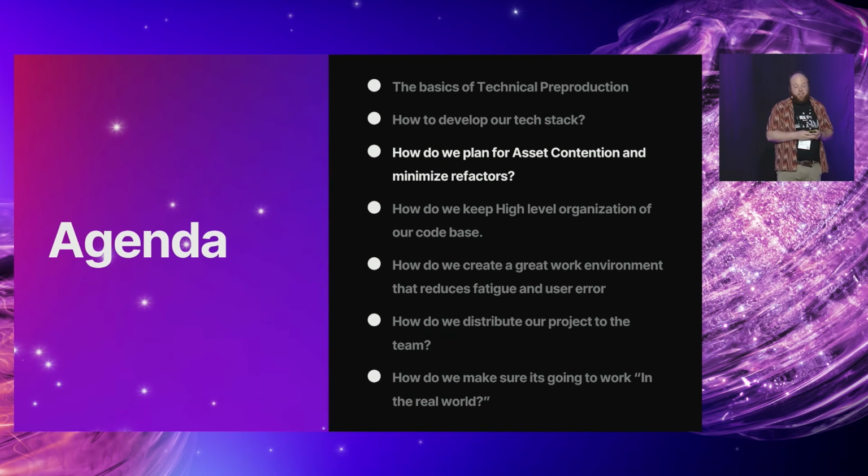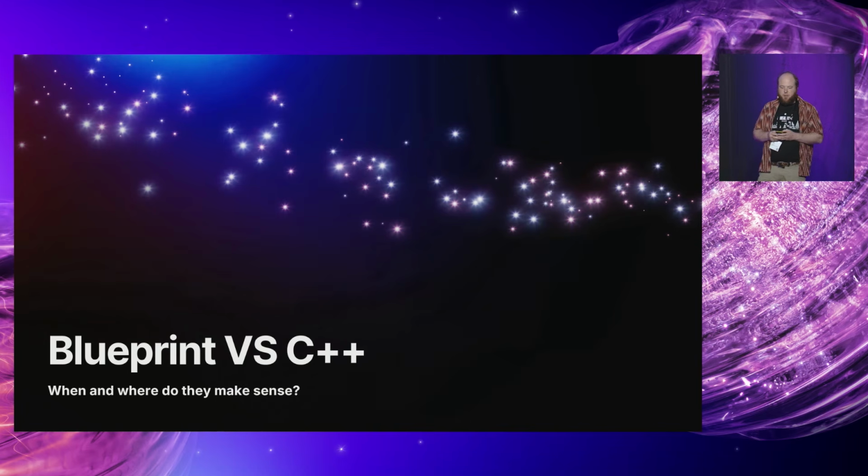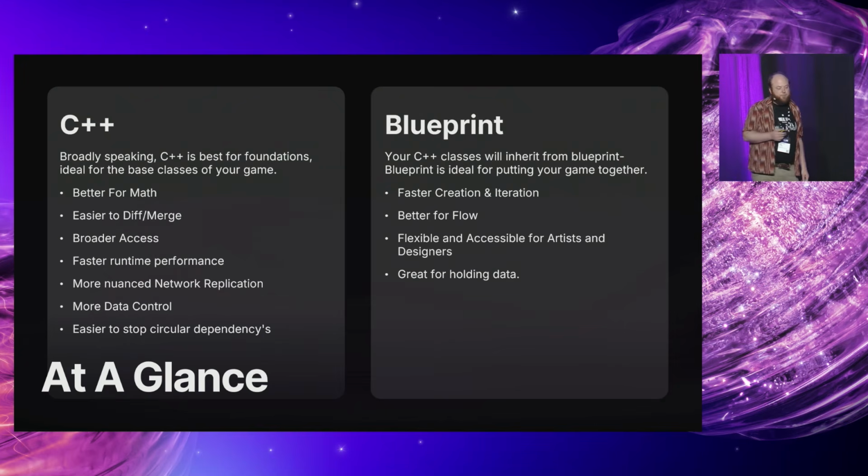Next up, let's talk about asset contention and avoiding issues during parallel development. So let's talk about using Blueprint versus C++. This is always a really popular topic of conversation, and I guess we need to talk about it when we're planning system design. But if you are feeling the collective groan in this room, it's because it has been spoken about to death, and often, I think, from not the correct perspective.